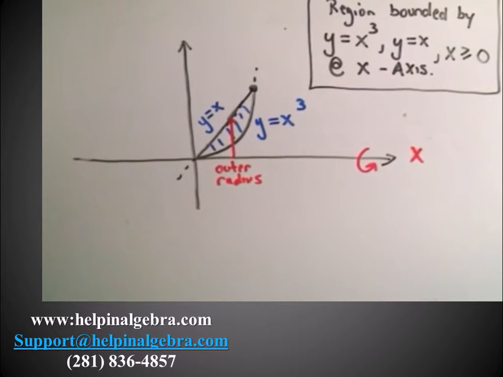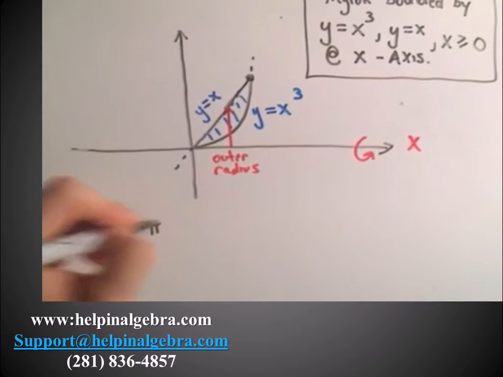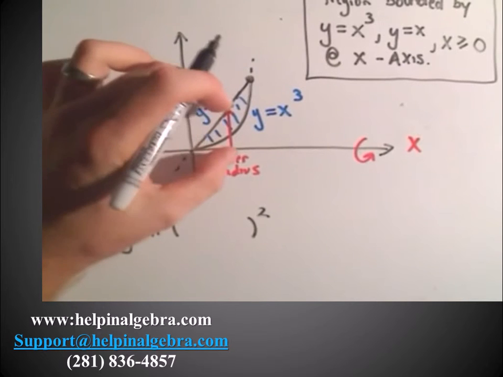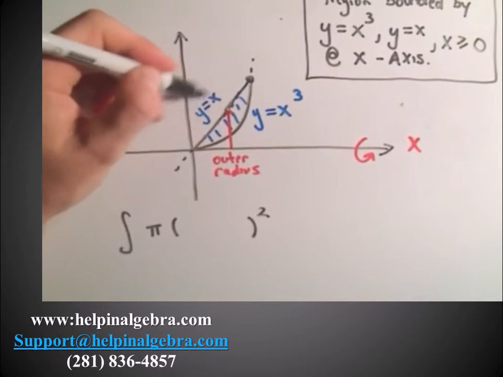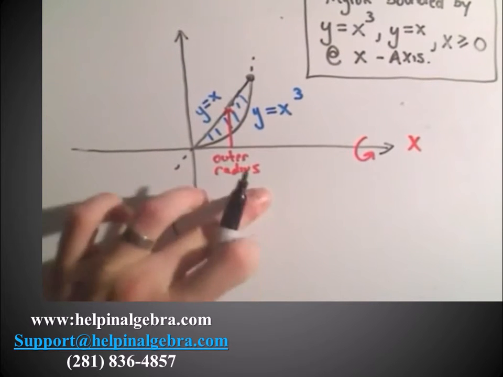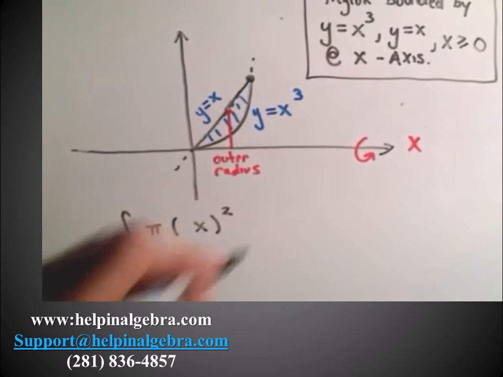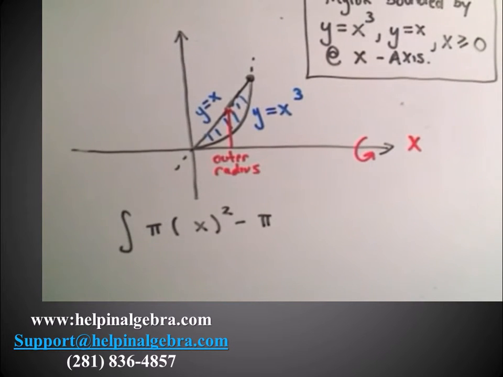Okay, so we'll figure out the limits of integration here in just a second. You might be able to even just guess them here. So the outer radius, if I'm at some random x-coordinate, well, the length of this arrow would come from the y value, which is just coming from the function. So the outer radius would be just x squared minus pi times the inner radius.